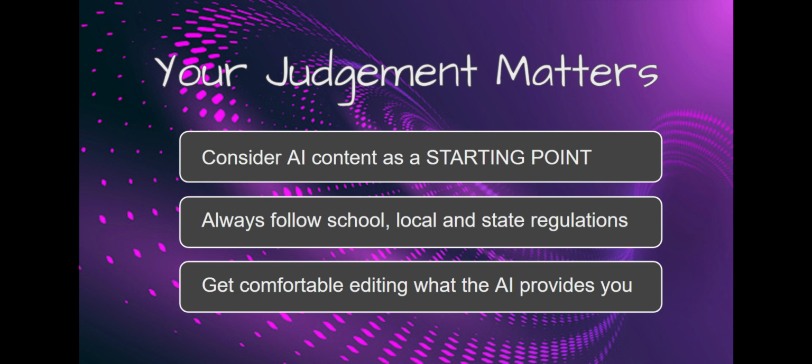Another thing to keep in mind here, like we always say with our grading system and everything else, is professional judgment is extremely important. It's one of the key factors in education. So use your professional judgment. Use the AI as a starting point, but make sure that you're following school policies and rules and local and state laws and regulations.